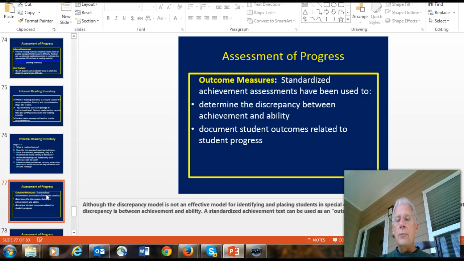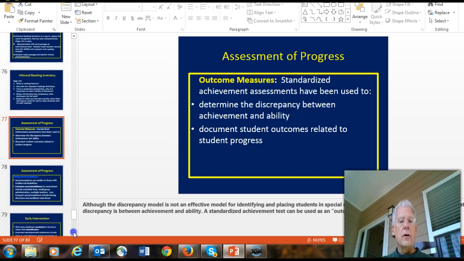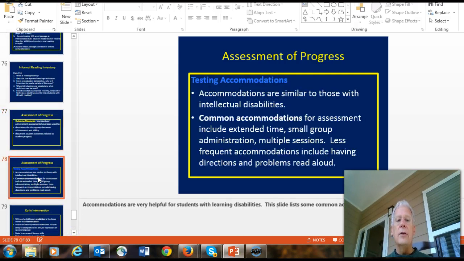So we can see whether or not there's a discrepancy. We're not using the discrepancy model, but we're using the assessment to determine the difference between their ability and their achievement. And so summative assessments or outcome measures are important, and we use those as well to document. Those are not done as frequently, as we don't use those for progress monitoring, but they do give us a summative sense for where students are in particular subject areas.